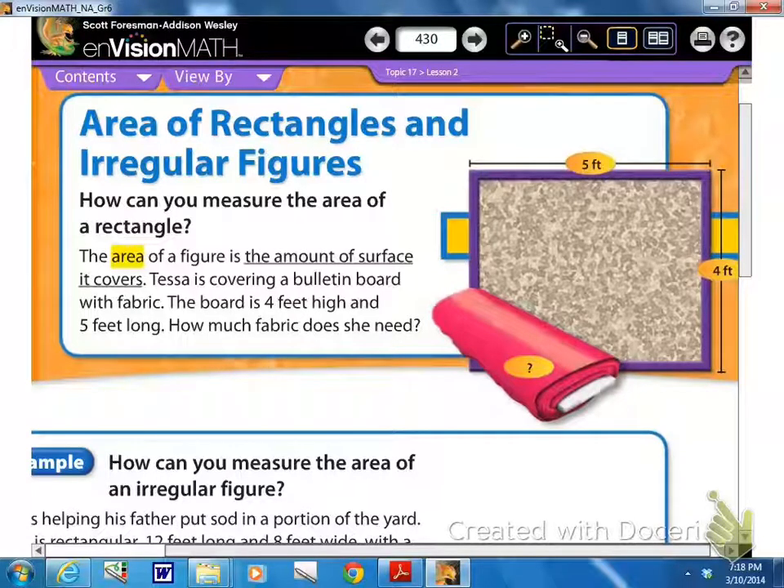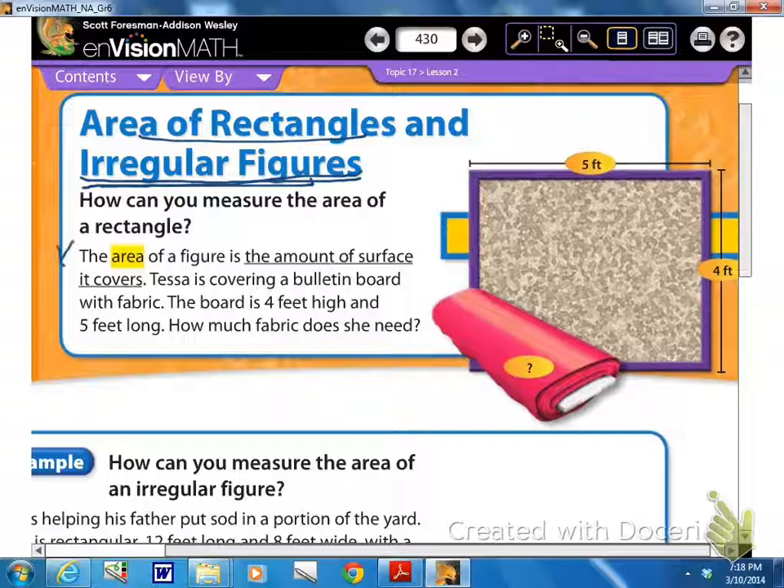All right, we're looking at page 430, lesson 17-2, which is area of rectangles and irregular figures. We've talked about area a little bit before, so this will be a bit of a review, but then we add a little bit of difficulty here on these irregular figures. So how can you measure the area of a rectangle?